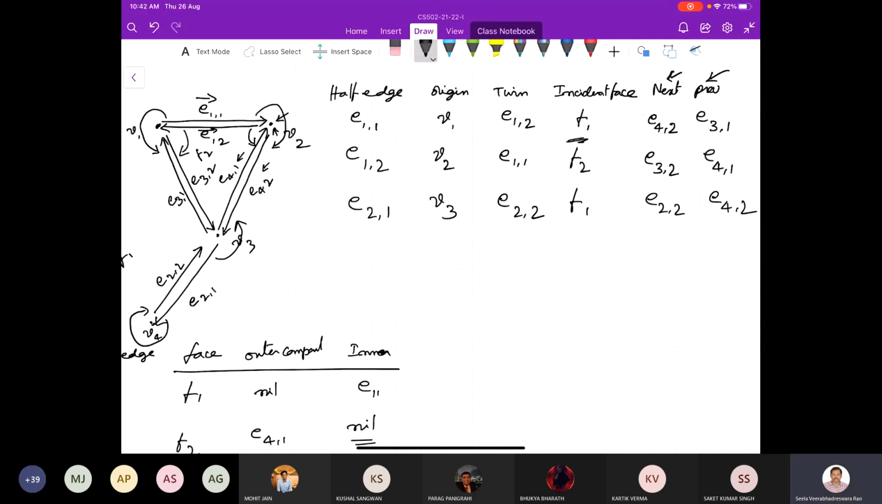So there will be one record for each edge. All the complexity is there in the edge records. Okay, is that clear? Yes, sir.